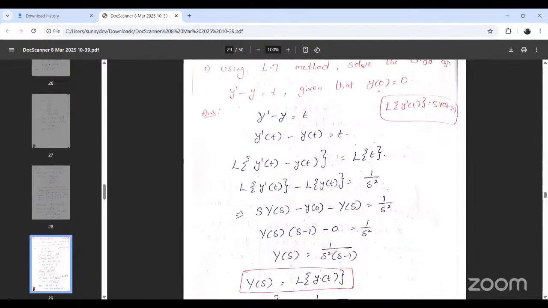So we just remember this one. So the Laplace transformation of y dash t is s of y of s minus 1. Okay, now one more problem is there. Using the Laplace transformation method, solve the differential equation y dash minus y equal to t, and they have given that y of 0 equal to 0.